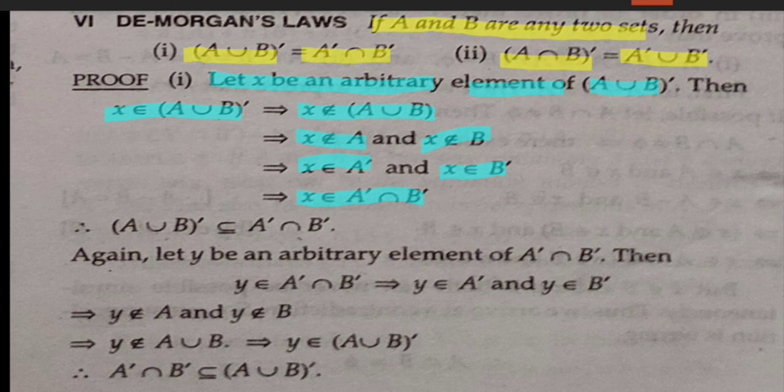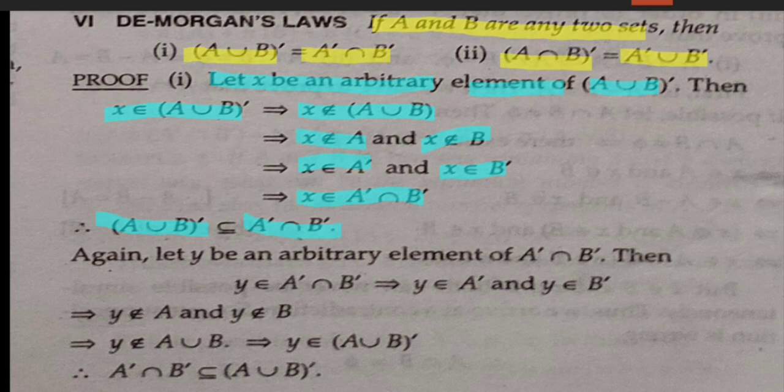So x does not belong to A and does not belong to B. Therefore, x belongs to A dash and x belongs to B dash, which implies x belongs to A dash intersection B dash. Therefore, (A union B) whole dash is a subset of A dash intersection B dash.